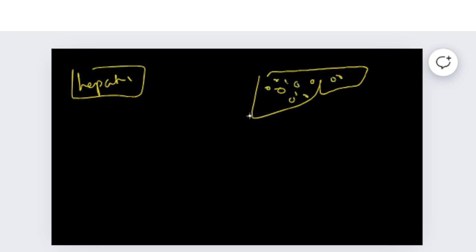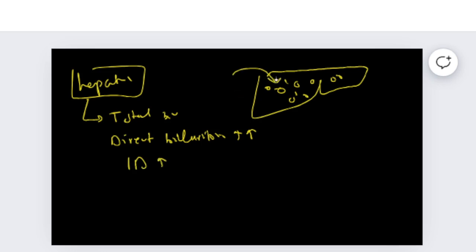In hepatic, for example, this is your liver. When there is a disorder in the liver, for example hepatitis, fibrosis or scarring, the total bilirubin increases. The direct bilirubin increases, and the indirect bilirubin is also increased. When there is a disorder in the hepatic, the unconjugated bilirubin will increase because it cannot move to the liver.